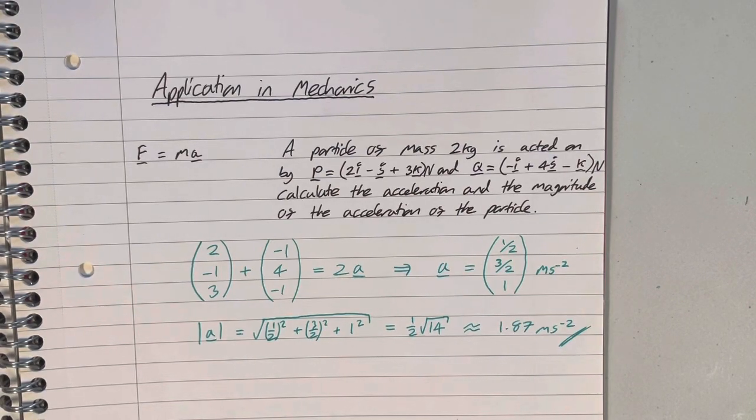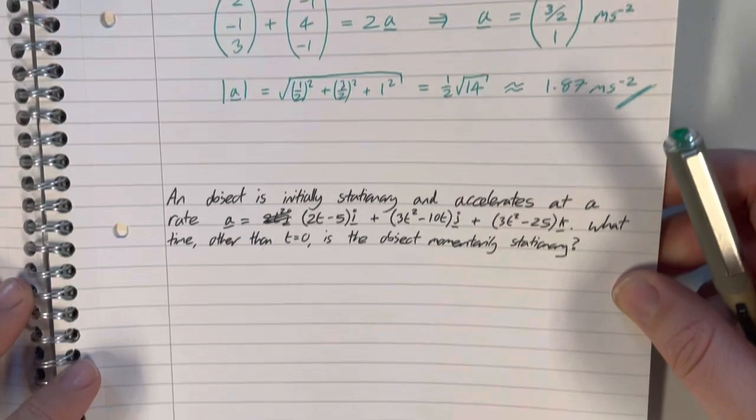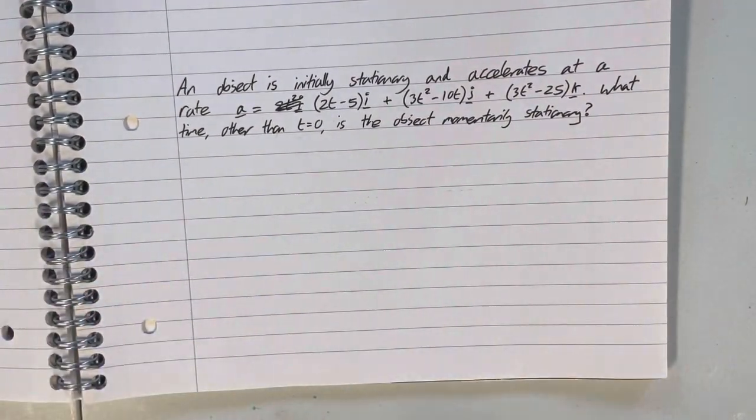Okay. Second application is with either suvat or, in this case, we've got a variable acceleration, so with a bit of calculus. So an object is initially stationary, apologies, and accelerates at a rate of a, which we're told is (2t minus 5)i plus (3t squared minus 10t)j plus (3t squared minus 25)k. At what other time, other than t equals 0, is the object momentarily stationary?